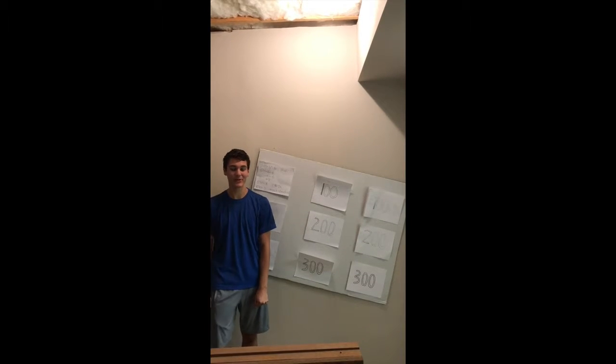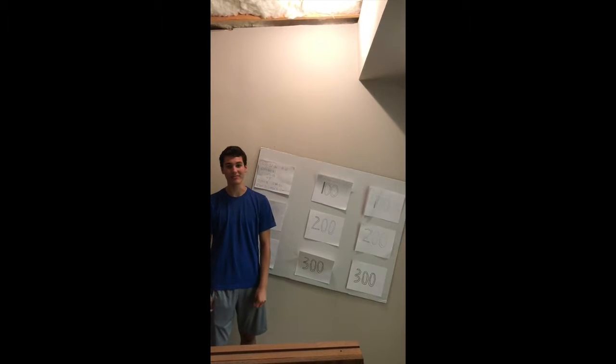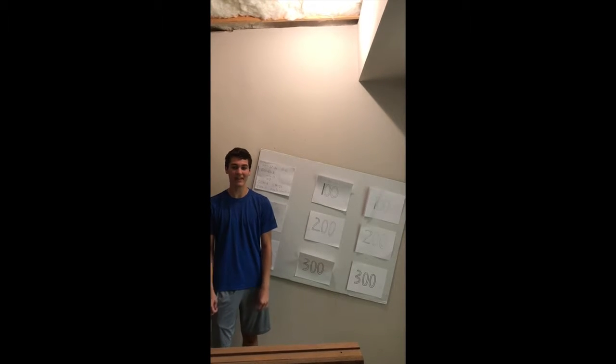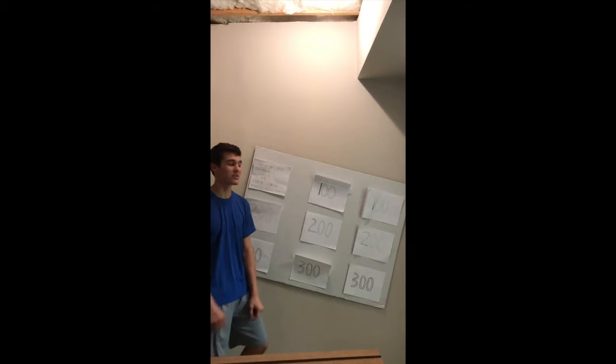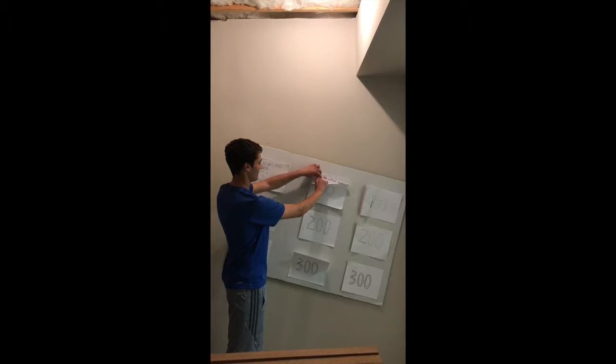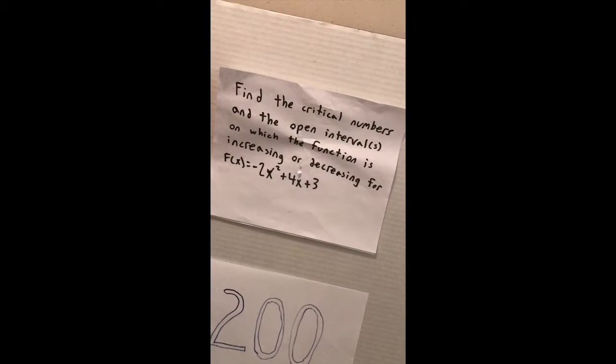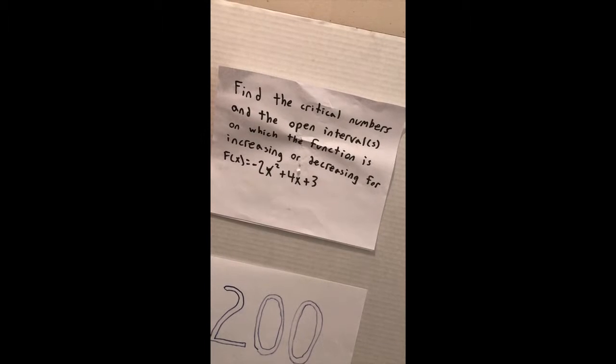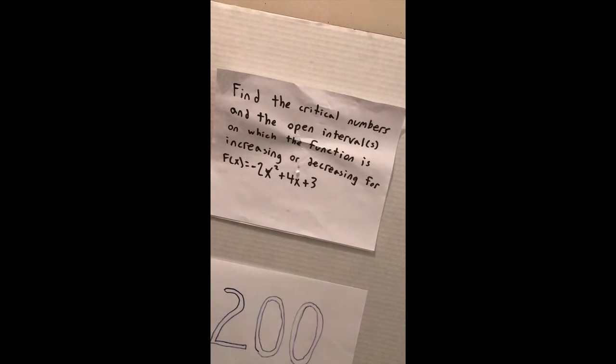Alright, Tanner, since it's apparent you're incompetent in calculus, we're going to move on to our next contestant, Clayton Jones. Clayton, choose your category. I choose the middle 100 for 100 points. Alright, Clayton, here's your question. Find the critical numbers and the open intervals on which the function is increasing or decreasing for f of x equals negative 2x squared plus 4x plus 3.